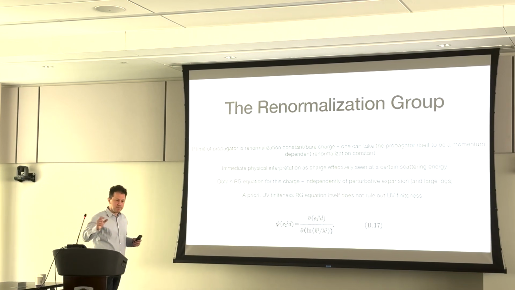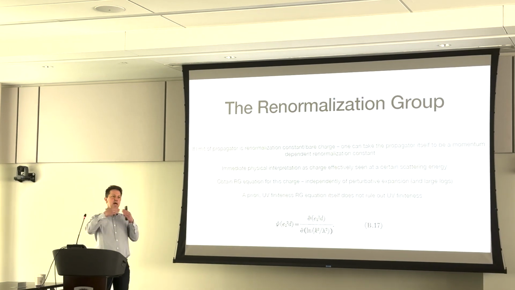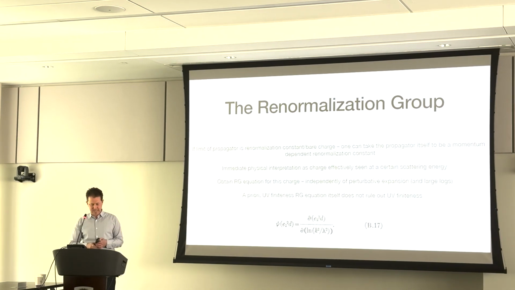about. And you then immediately had, since you had this interpretation of the bare charge as the charge that two electrons scattering off each other see when they scatter at very high energies, an immediate physical interpretation of these other charges as the effective charge seen by the electron at lower scale energies, and thus, to some extent, the idea of the running charge.